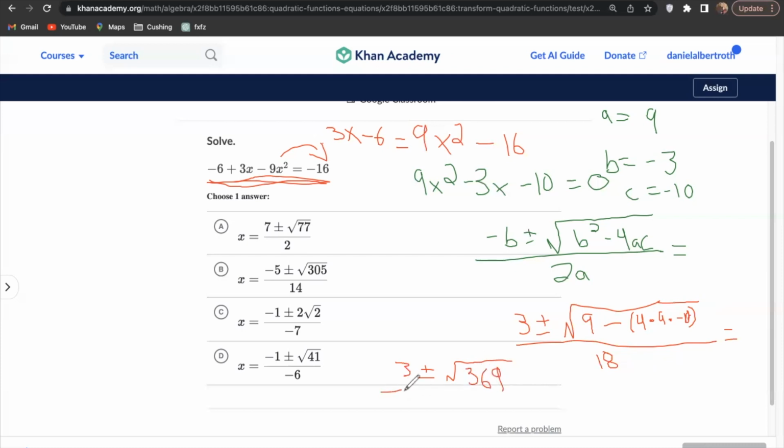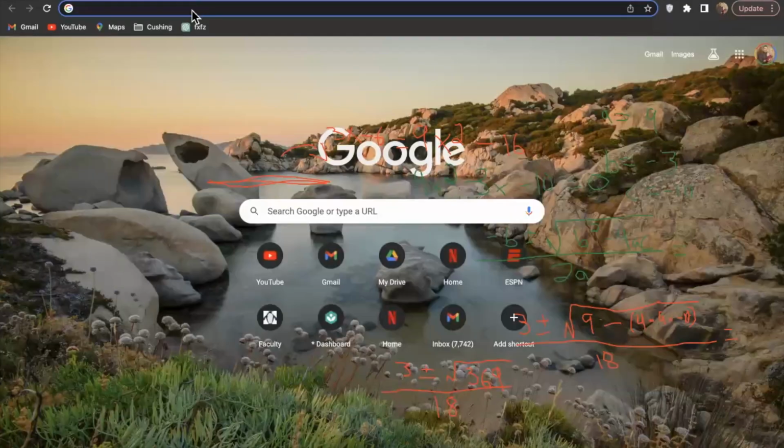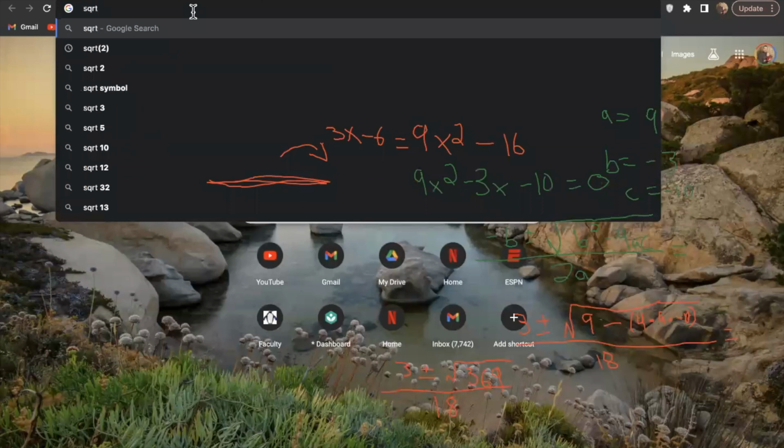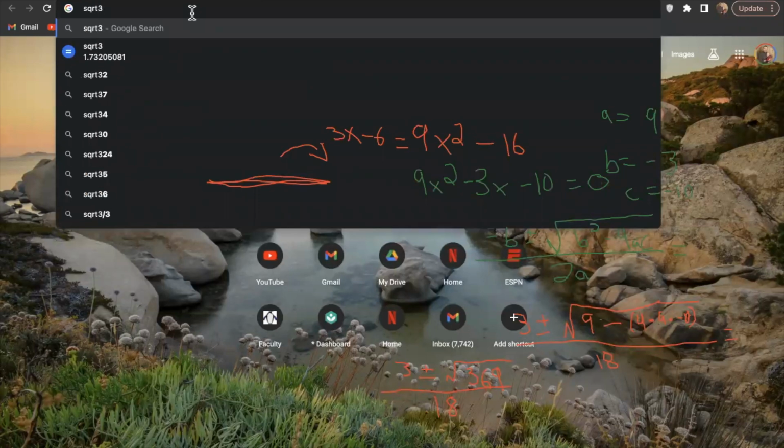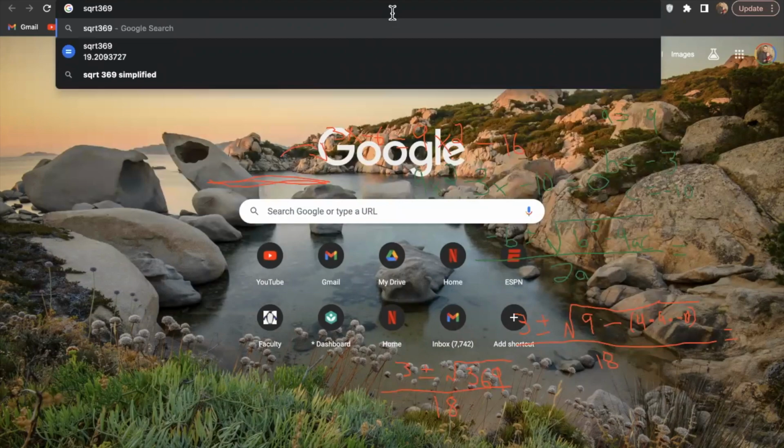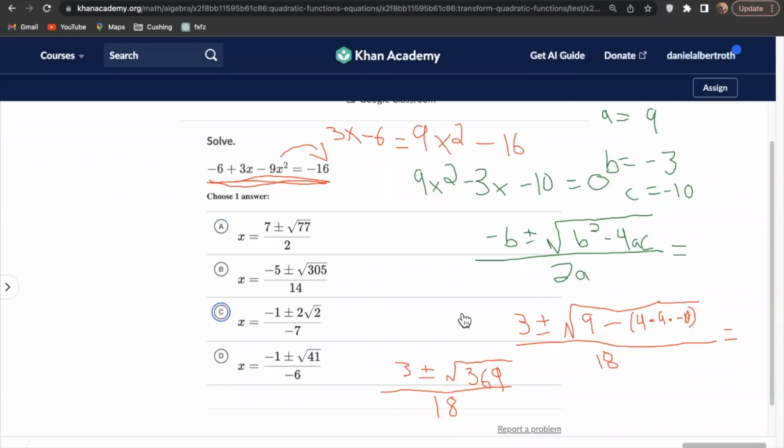And I think that's a perfect square. I think that's actually maybe not. 169 might be. Either way, over 18. So let me see if 369 is a perfect square. So let's do the square root of 369. It is not a perfect square. That's all right. So we can simplify it. We're going to need to find perfect squares within 369. This sounds like no fun at all.